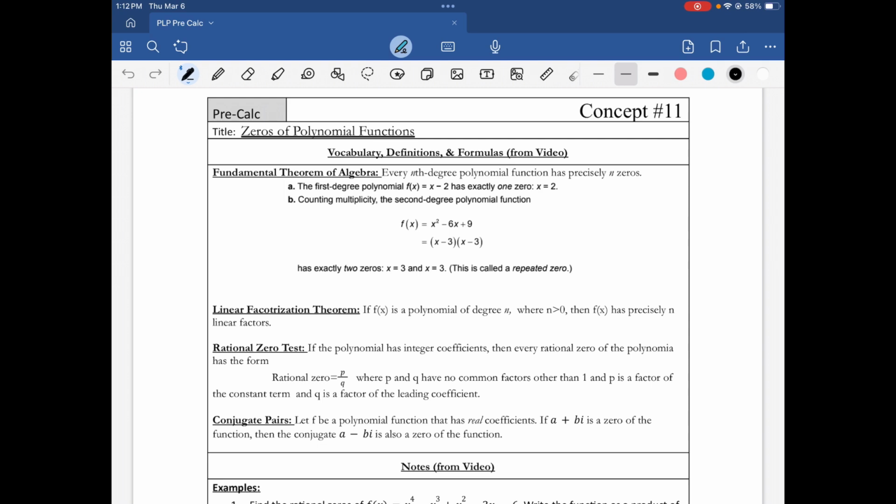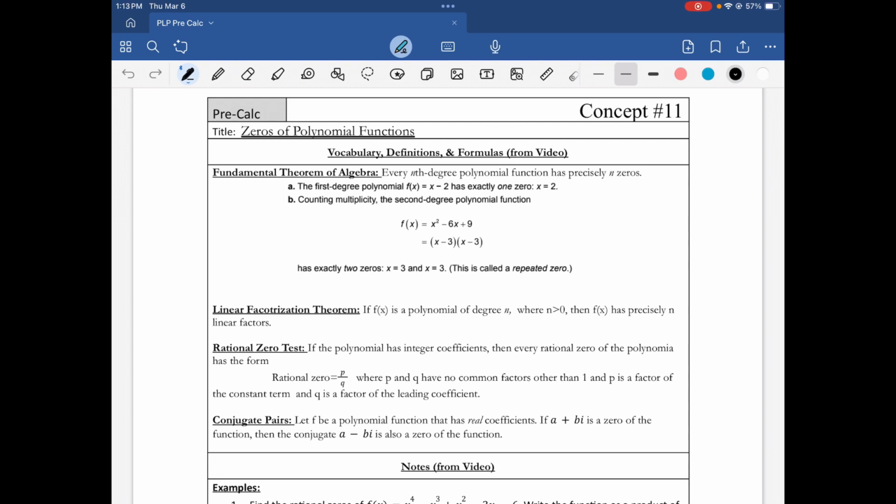The fundamental theorem of algebra says every nth degree polynomial function has precisely n zeros. So all this is saying is if you look at the highest degree of a polynomial, so on A, you have a first degree polynomial, x minus 2. There is exactly 1 zero for that, and that zero is x equals 2.